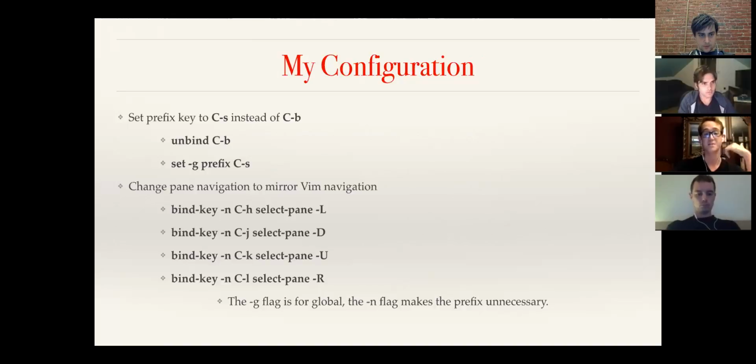And then I changed the pane navigation so that it was more like Vim because I was really comfortable with how I moved around in that text editor. So in the configuration, if you want to set a global thing, the -G flag is for global. And if you don't want to use the prefix when using a command, the -N flag makes the prefix unnecessary.